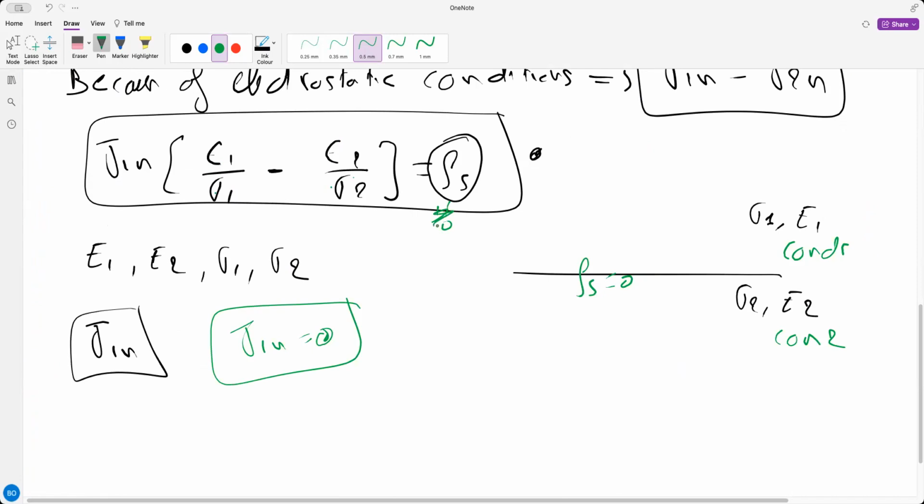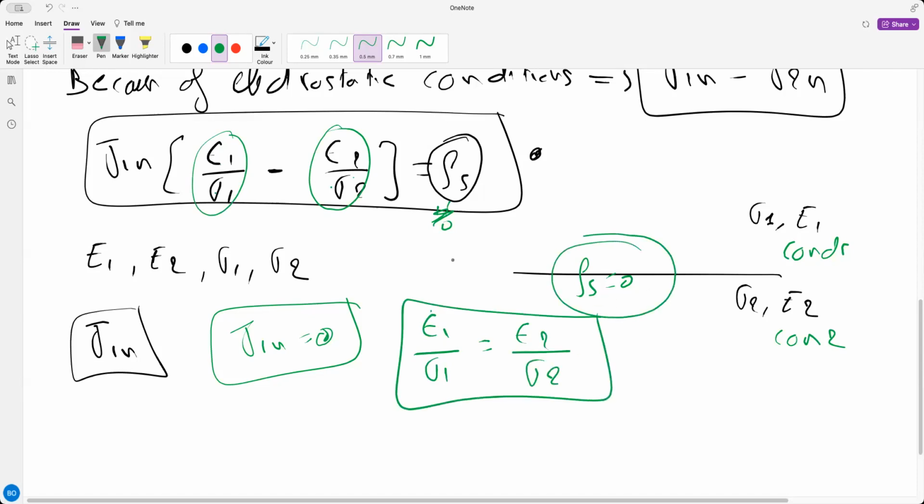Or I can tell you J1n is not 0, but calculate the conductivity of one of them. So epsilon 1 over sigma 1 must be equal to epsilon 2 over sigma 2 to overcome this surface charge density that is equal to 0. So this could be the equation, for example. Because if it is a poor conductor, J1n will not be equal to 0, so this condition must be satisfied. I would give you epsilon 1, epsilon 2, sigma 2, and I will ask you to calculate sigma 1, for example.